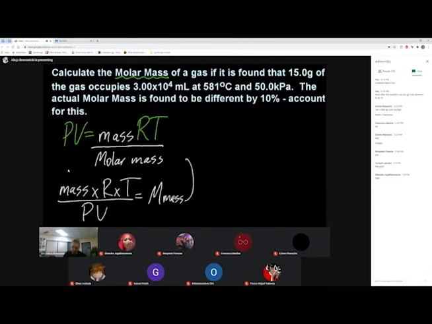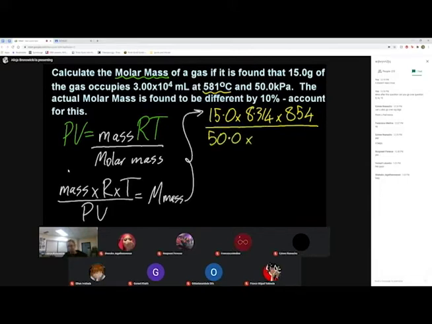All right, let's put the numbers in. So 15.0 grams is the mass. Gas constant from the data booklet. Temperature, well, don't forget, you have to convert to Kelvin. Adding 273 gives you that. Pressure and the volume, now the volume is given in milliliters, you have to convert it to liters. Great, that gives me a molar mass of 71.1, 3 sig figs.